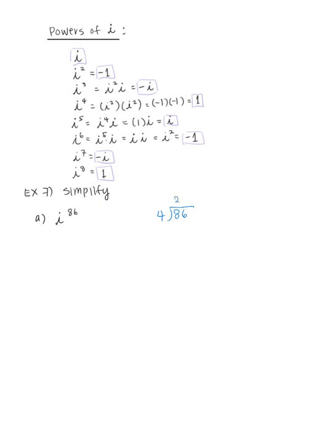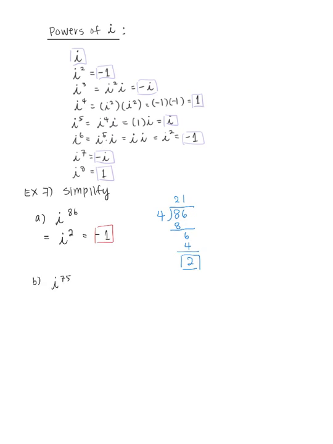So here you're going to have 2 times 4, which is 8. Now drop down the 6. And how many times is 4 going to go into 6? Once, and 1 times 4 is 4. The remainder is 2. So what's going to happen is i to the 86th is going to equal i to the power of its remainder after you divide 86 by 4. So it's going to be just i squared. Well, what's i squared? -1. Boom, we're done.